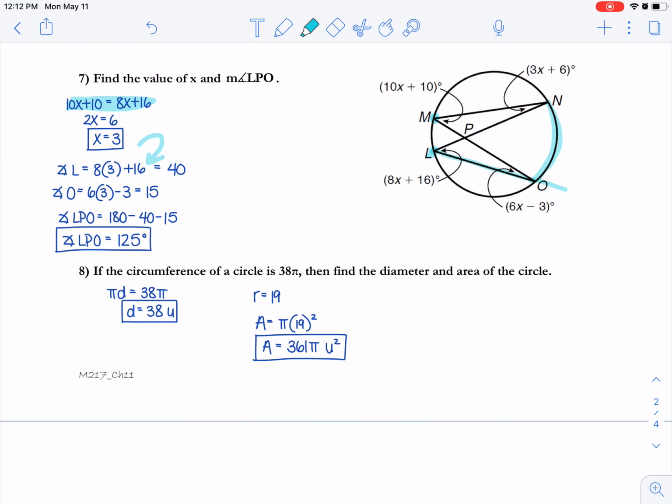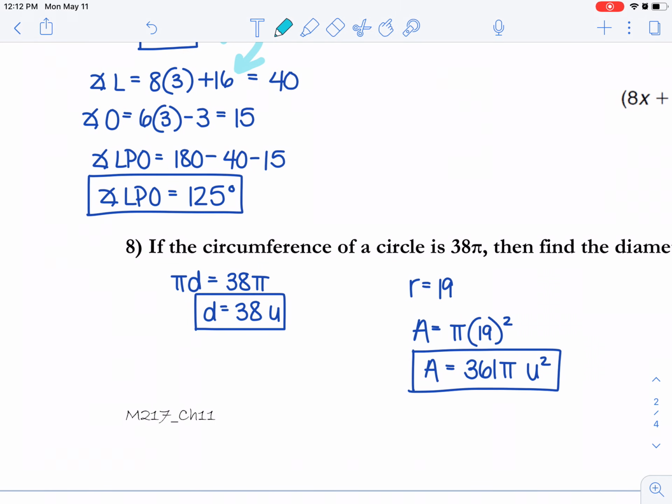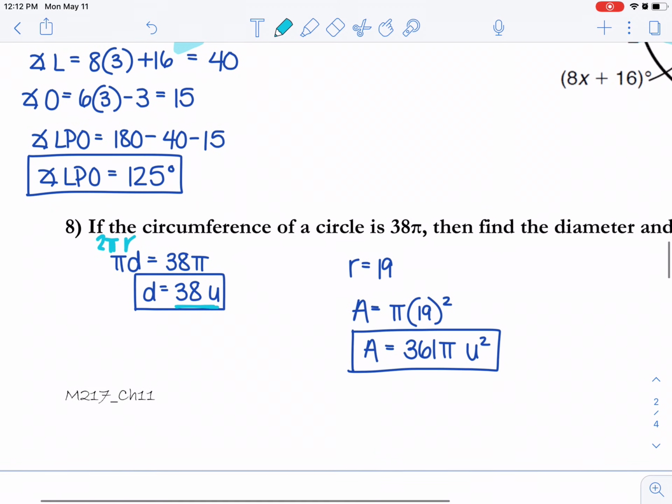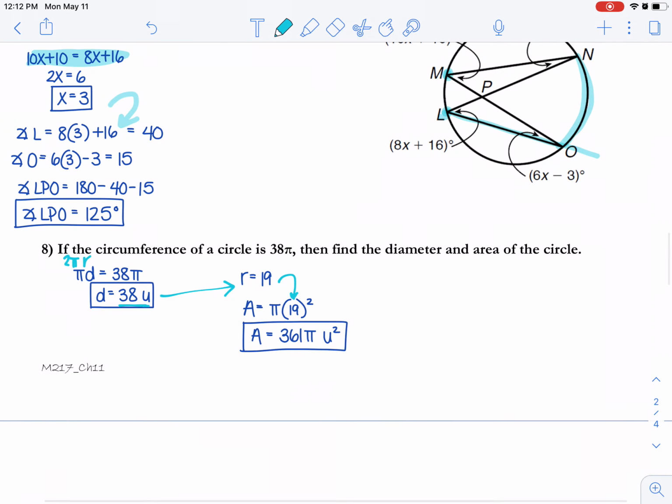Number 8, they give us the circumference is 38 pi, so the circumference is the diameter times pi, or 2 pi r if you'd prefer. Either way, the diameter is going to be 38, which means the radius is half of that, or 19. Once you know the radius, you can plug it into pi r squared to get the area.